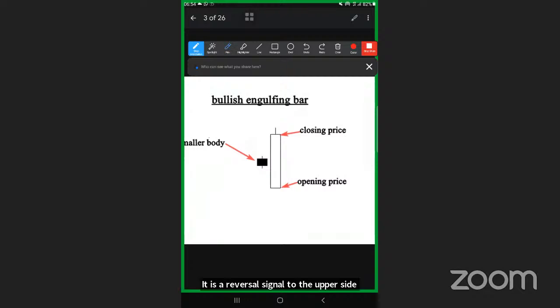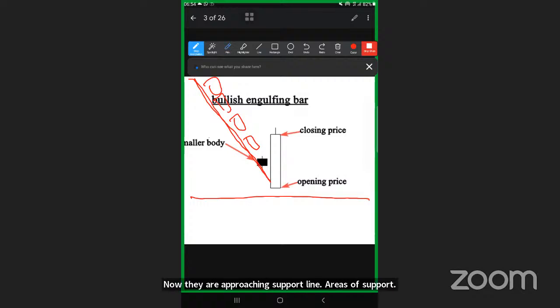In this case, the market is coming from the top. These are sellers, and they are pushing the price downward. Now they are approaching a support line, areas of support. When they are approaching areas of support, what is happening? The sellers don't have much energy anymore to push the price further and cross this support line. Their energy is exhausting.